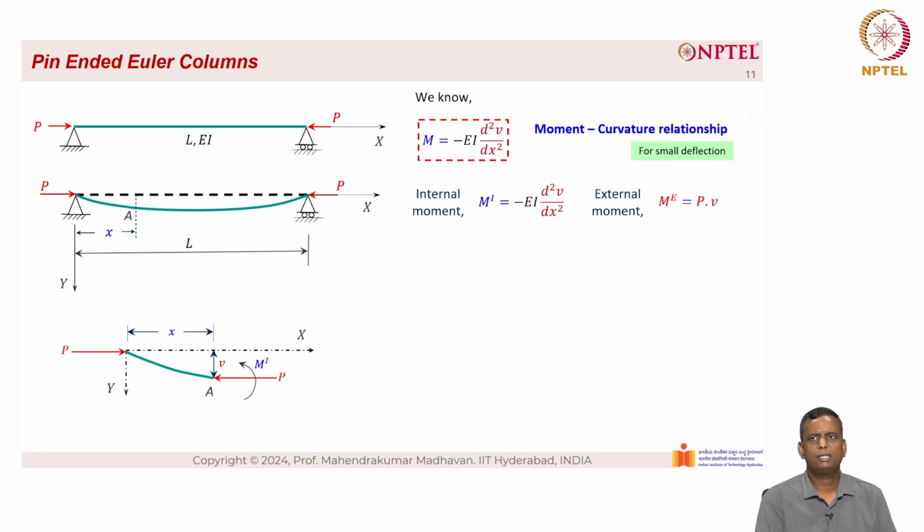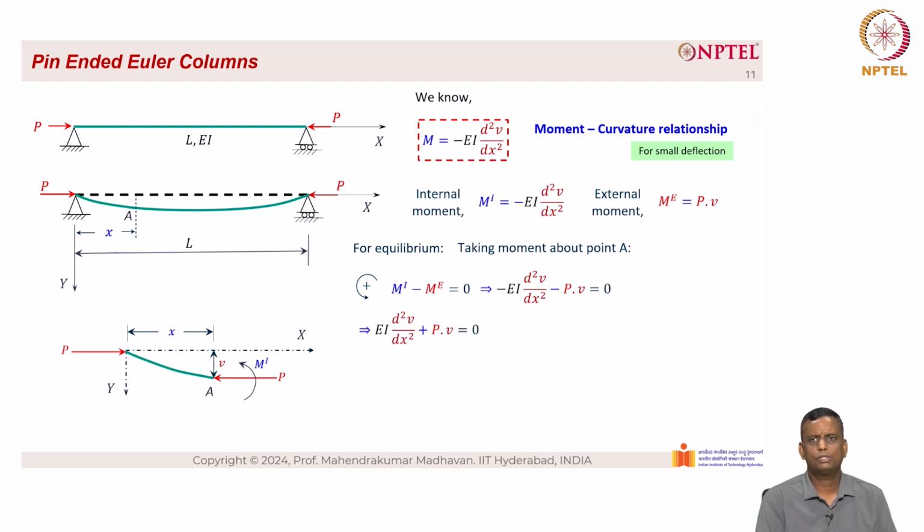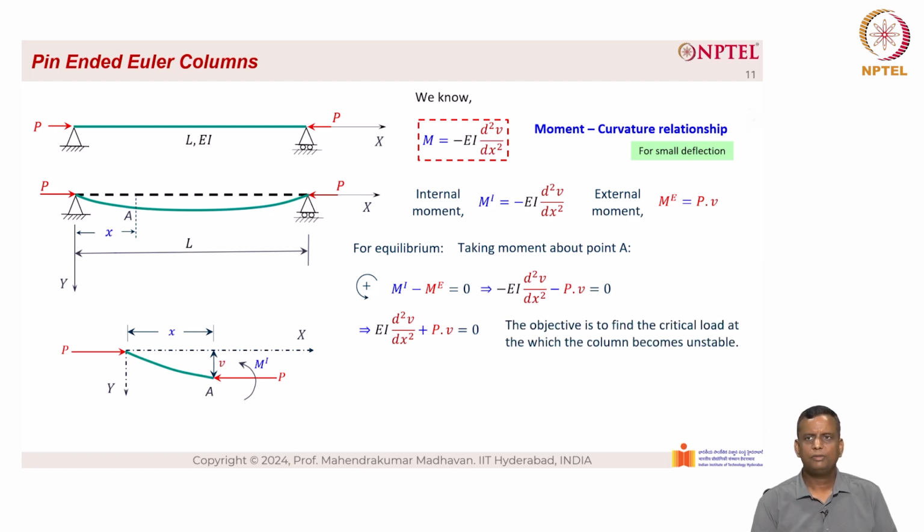The external moment is M sub E, which is equal to P into V. For equilibrium, taking moment about point A, we have Mi minus Me equal to 0. We know that Mi equal to minus EI into d square V by dx square, minus P into V is Me equal to 0. So we have EI into d square V by dx square plus PV is equal to 0. The objective is to find the critical load at which the column becomes unstable.